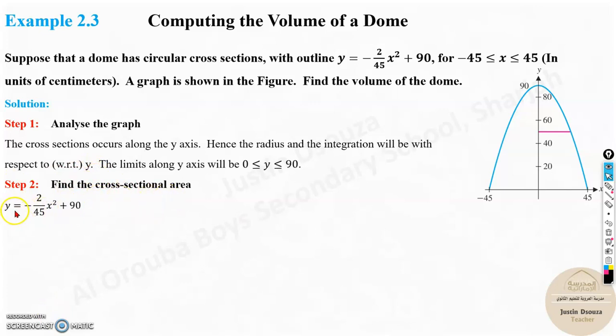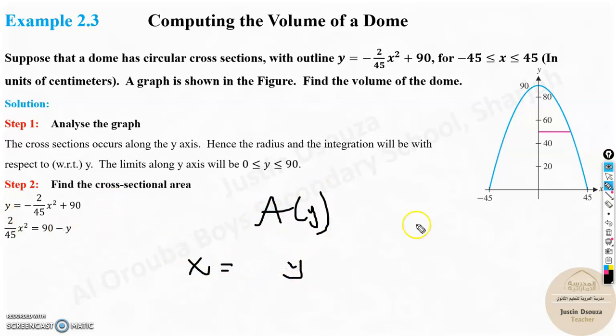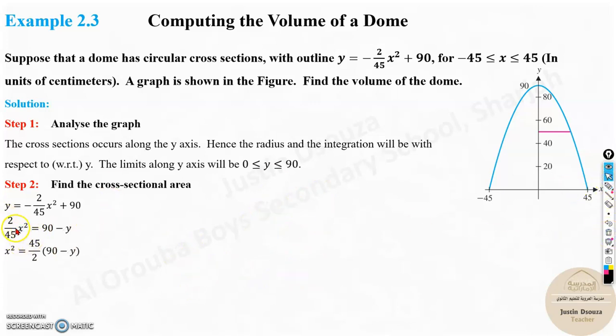To find the cross-sectional area, y is equal to minus 2 by 45 x squared plus 90 is given, but this is not the thing. You need to rearrange, take x to one side and y to the other side. Why? With respect to y, we will solve A of y. That means x is equal to an expression in terms of y. So take everything to the other side and simplify. We are just doing basic algebraic calculations. Over here 90 minus y, this to the other side. Take the 45 and 2 to the other side and take the square root of this. That's it. Very simple.